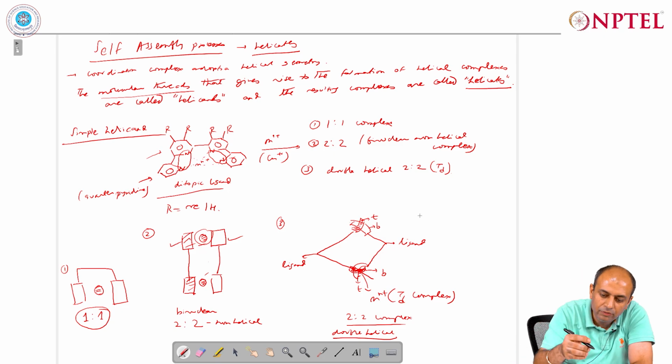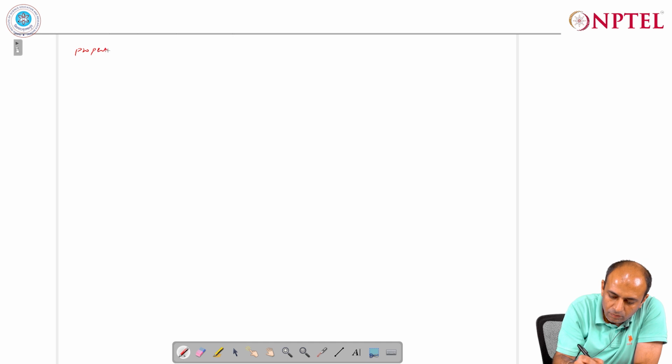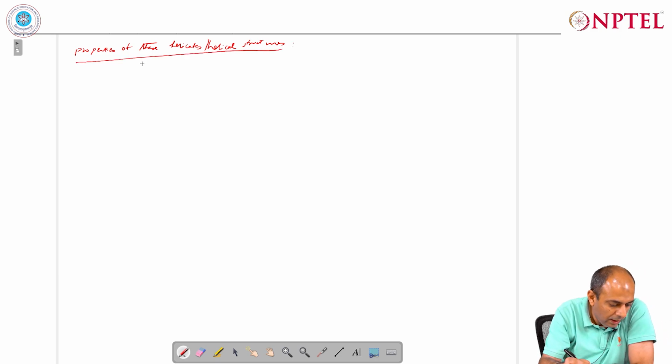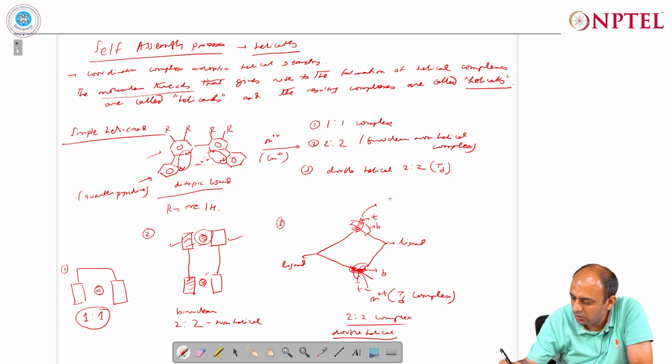Now there are some properties of these helicates. Let us look at the properties of these helicates or helical structures. This is very important to appreciate the stereochemistry. Now the first thing is that the two chiral single helices, if we go back, so each one is a chiral helix. This is also a chiral helix.